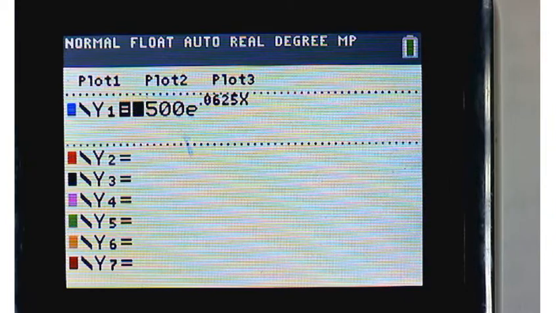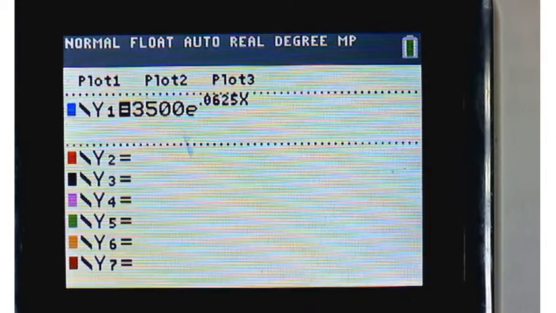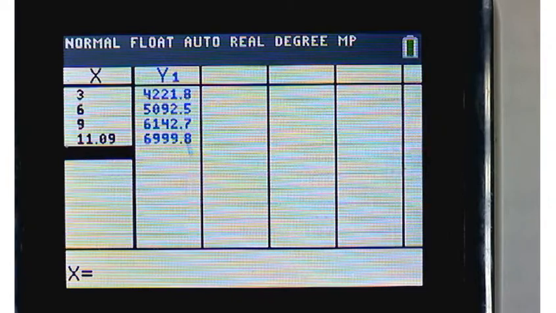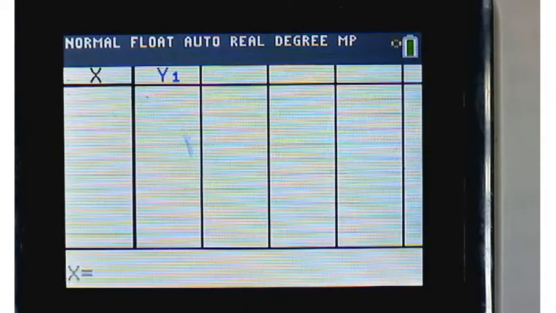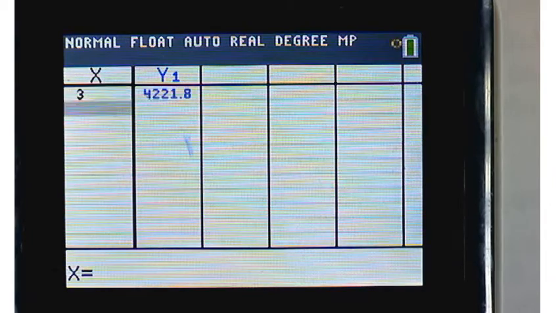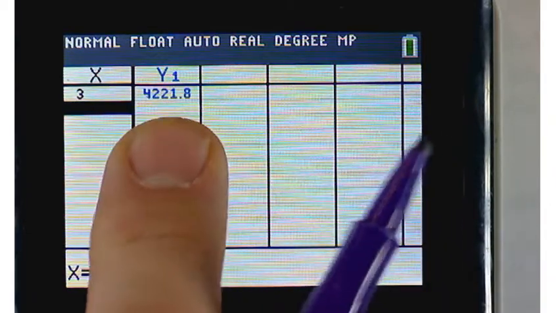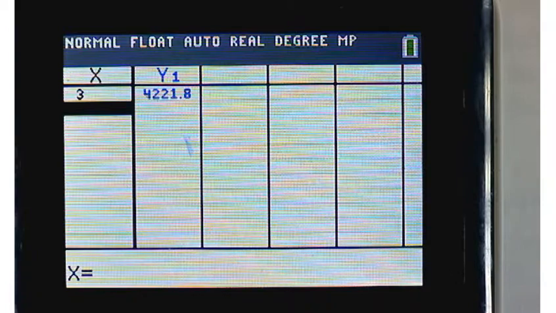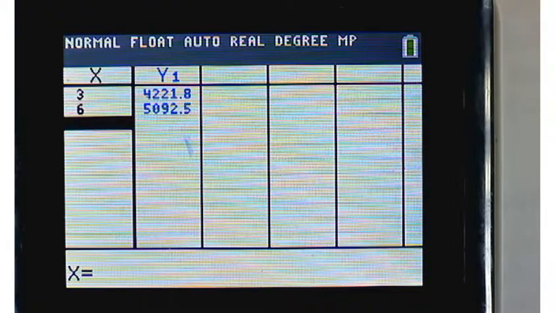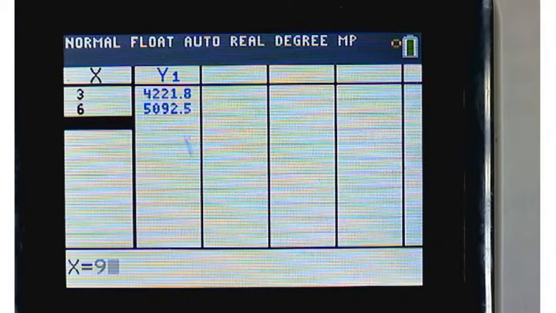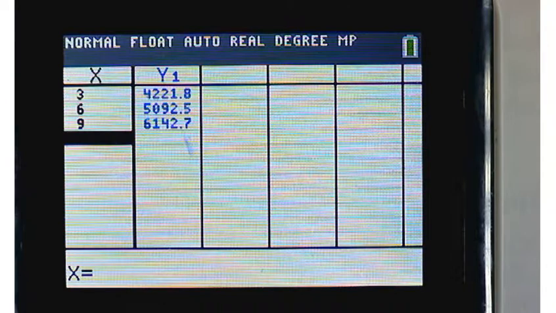When you get that set, press the second key, then the graph key to take us to the tables, and we can just type in whatever we want. So we can type in a 3 and get like 4,221 something dollars worth after 3 years. After 6 years, it's a little over 5,000, and after 9 years, 6,142.